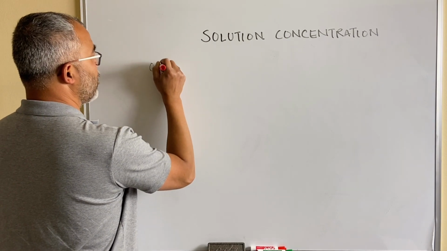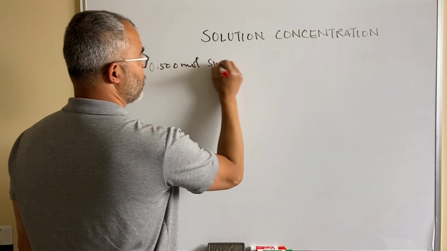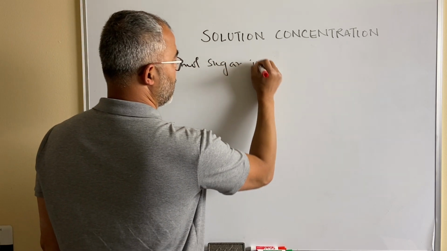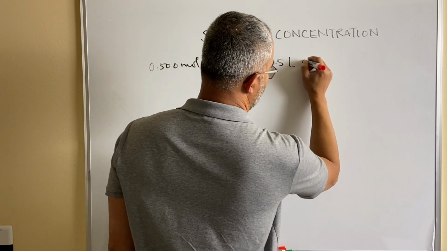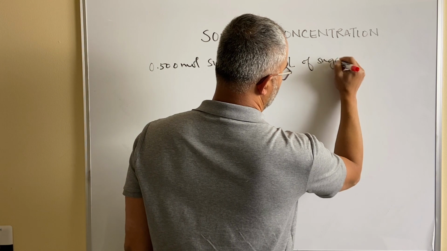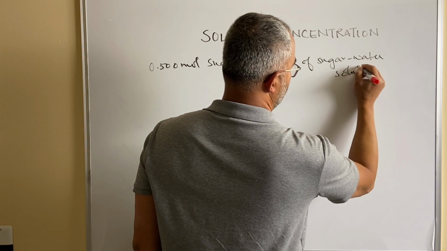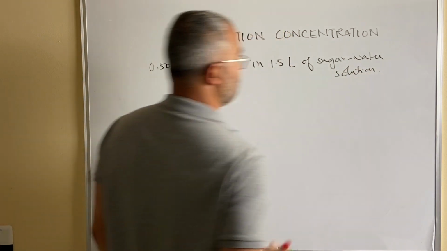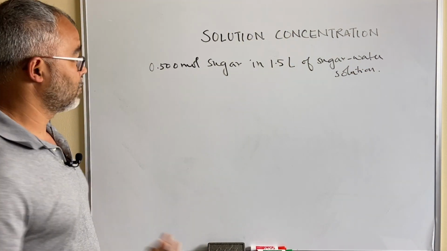So let's say we have 0.500 moles of sugar in 1.5 liters of a sugar water solution. And the question is, what's the molarity or what's the concentration in molar of this solution?